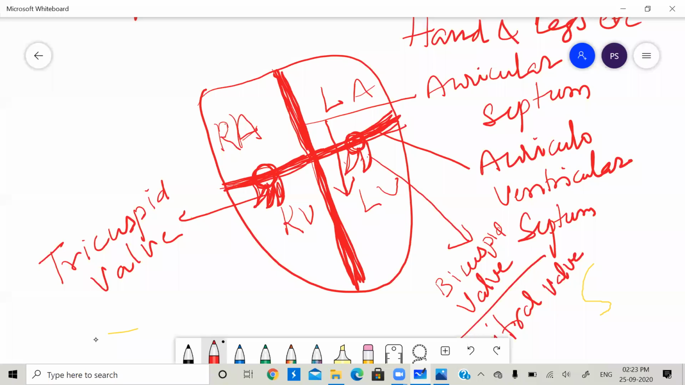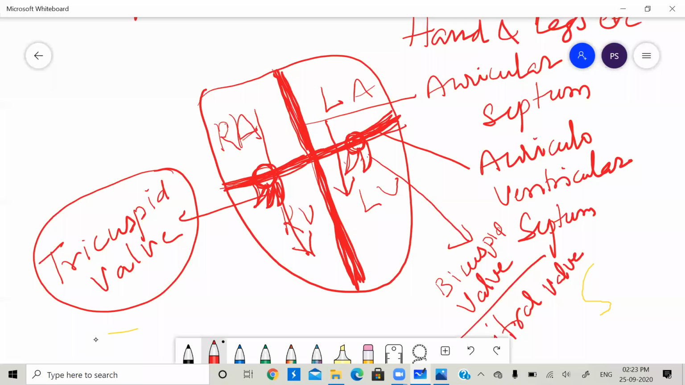The blood cannot go back from the left ventricle to the left auricle, so that is stopped by the bicuspid valve or mitral valve. In the same way, the blood always flows from the right auricle to the right ventricle, but it will not flow from the right ventricle to the right auricle because there is a valve, the tricuspid valve.